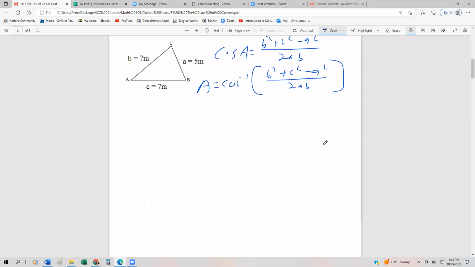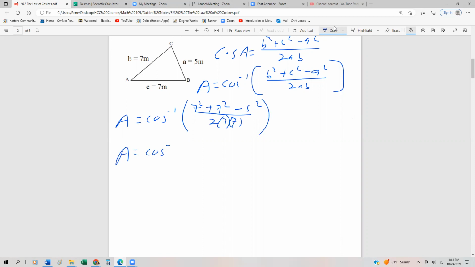And so now we could just go ahead and fill in that A is the inverse cos of b squared, which is 7 squared, c squared, which is 7 squared, and then a squared, which is 5 squared, minus 2 times 7 times 7, right? If we compute this, A is going to be equal to the inverse cos. This is going to be 49 plus 49 is 98. 98 minus 25, 73. The denominator, 2 times 7, 14. 14 times 7, 98.